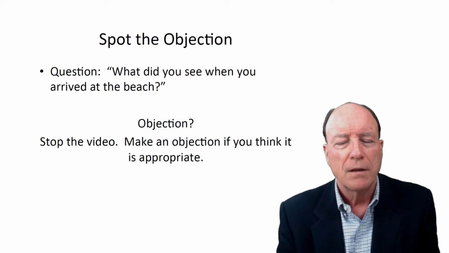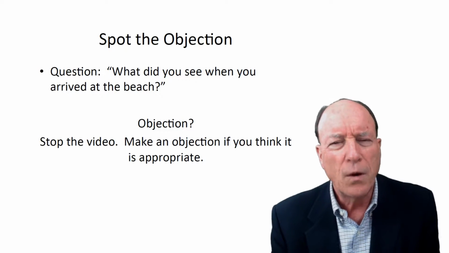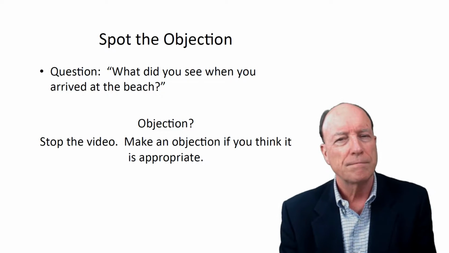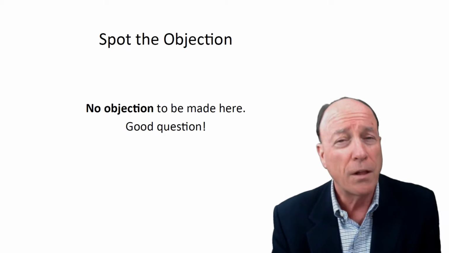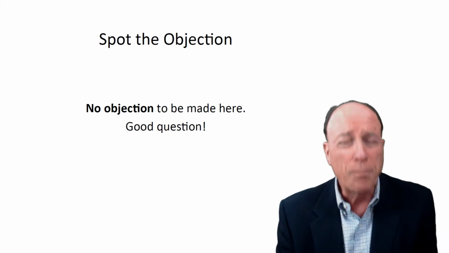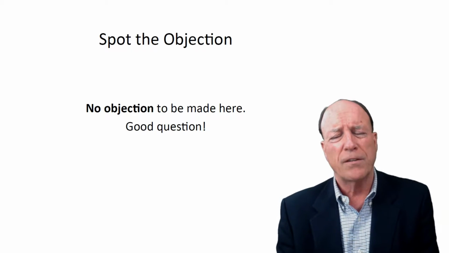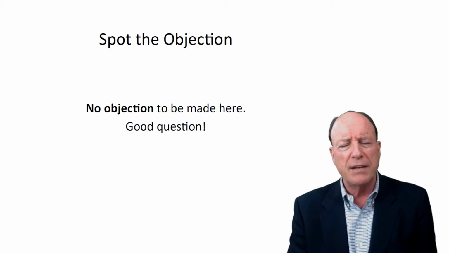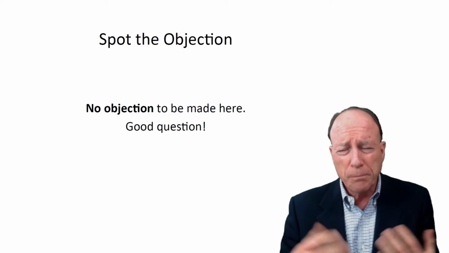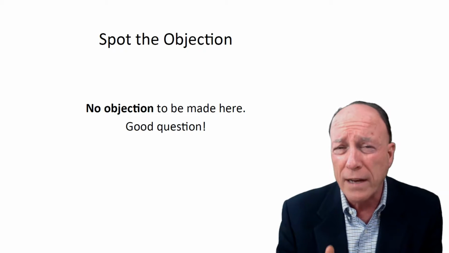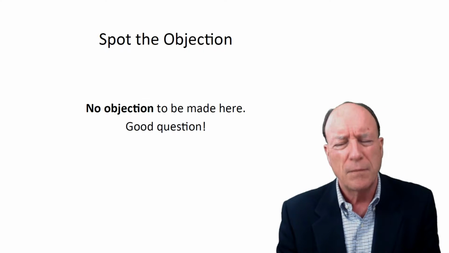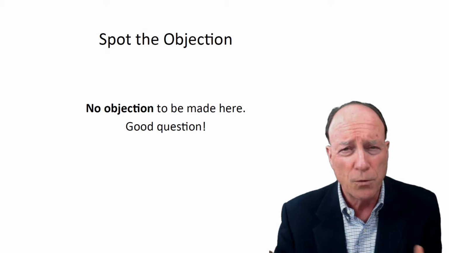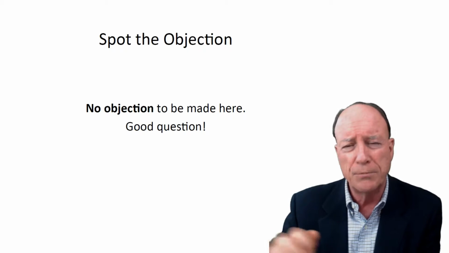Here's your next question. Miss Witness, what did you see when you arrived at the beach? Objection? Well, there's no objection to be made here. It's an open question. It calls for the witness to relay firsthand information. It begins with the word what. It's pretty hard for a question beginning, what did you see, to become an objectionable or a leading question. And it's specific as to time. It's when you arrived at the beach. So, good question. No objection.